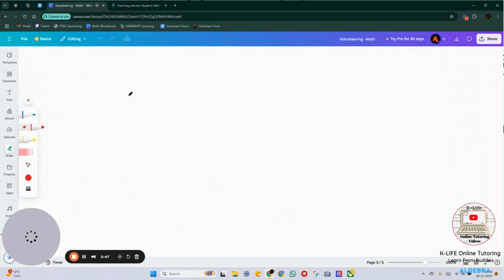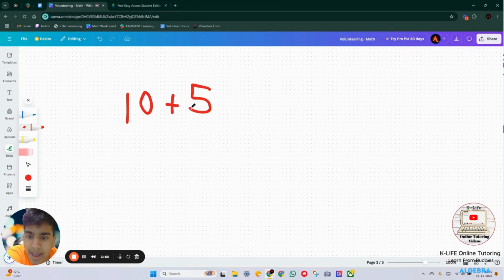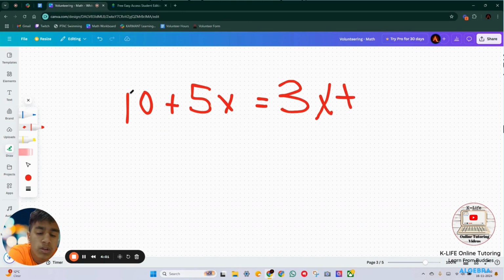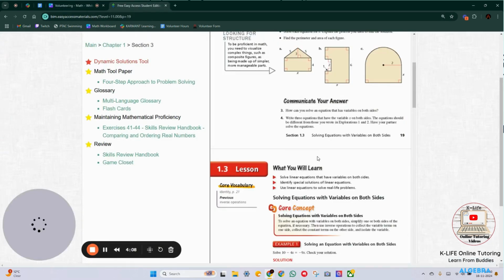So if I have something like 10 plus 5x equals, for example, 3x. Let's do something like 16. I just picked a random number. It says then use inverse operations to collect the variable terms on one side, collect the constant terms on the other side, and isolate the variable.